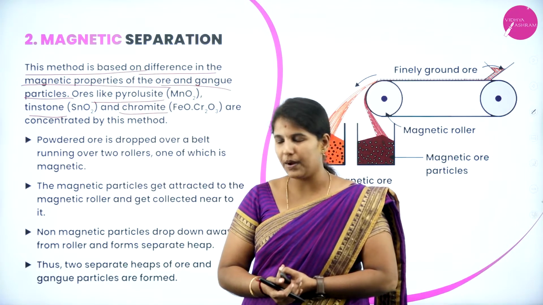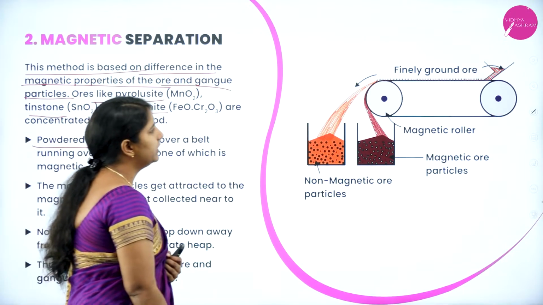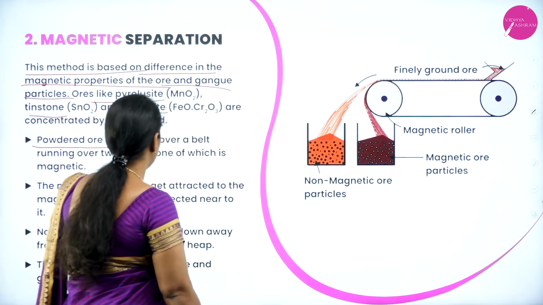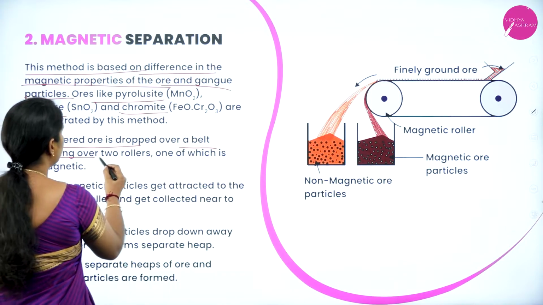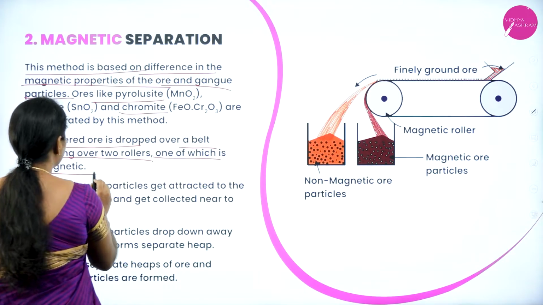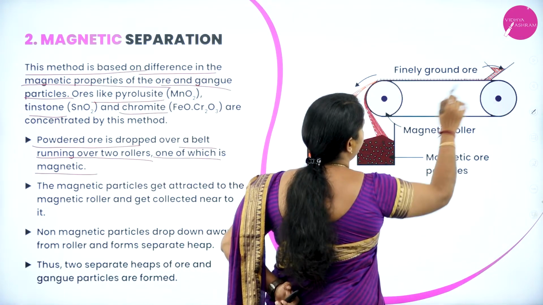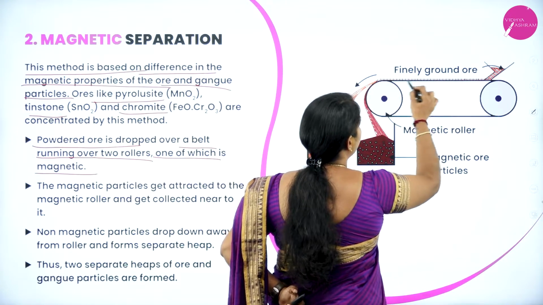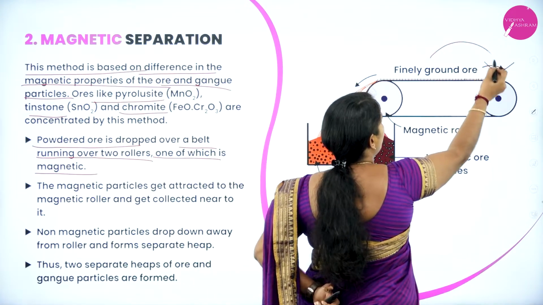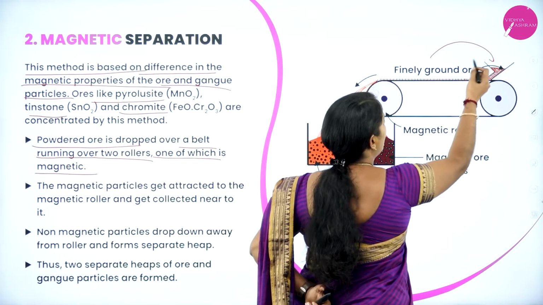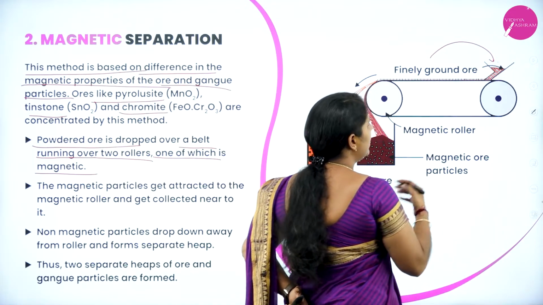So here, the powdered ore is dropped on the magnetic roller or belt, which runs over two rollers, one of which is magnetic in nature. Here they have considered two magnets, and a belt which is tightened between the two rollers. At the top, the powdered, crushed and ground ore is added at the top of the roller.